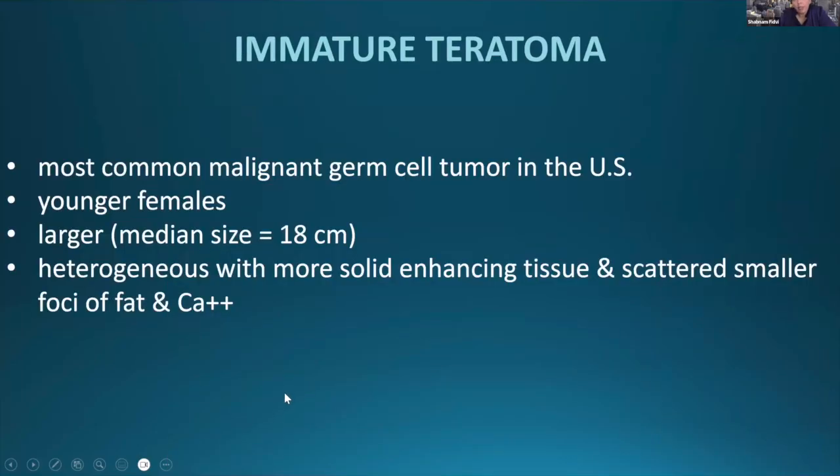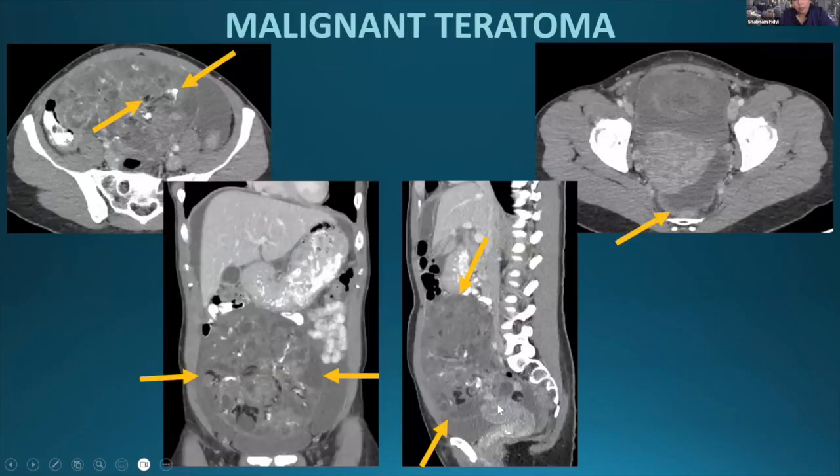Now, immature teratomas are the most common malignant germ cell tumor in the US. They tend to affect younger females, and they can be really, really large. So median size is 18 centimeters. And the way you differentiate them from mature teratomas is that these lesions are more heterogeneous, and they contain more solid enhancing tissue and less amounts of fat and calcium.